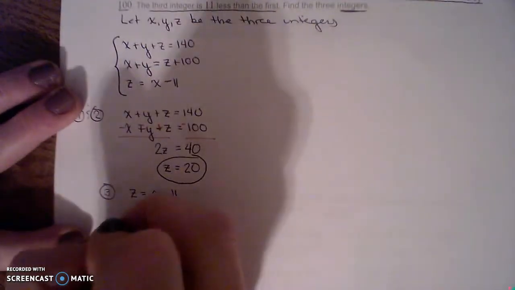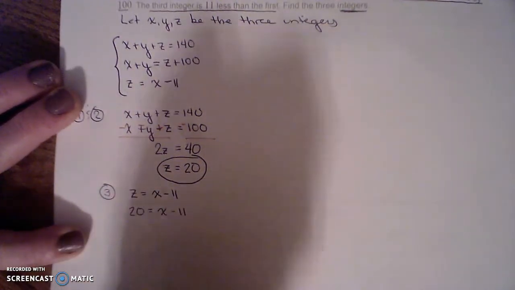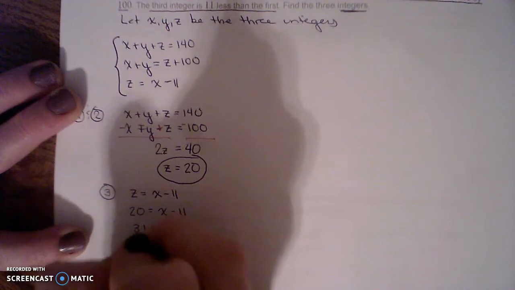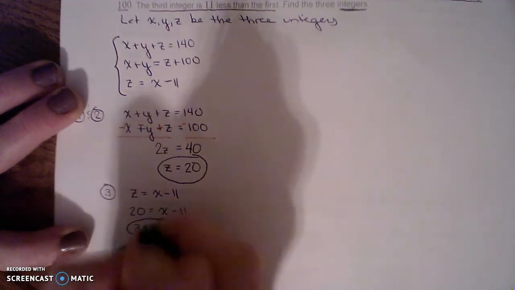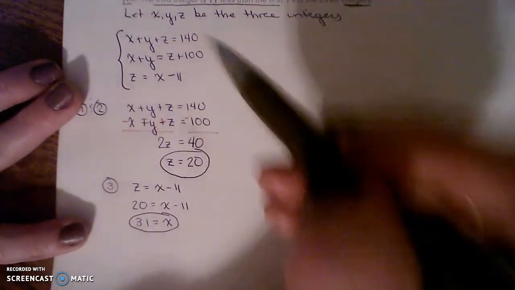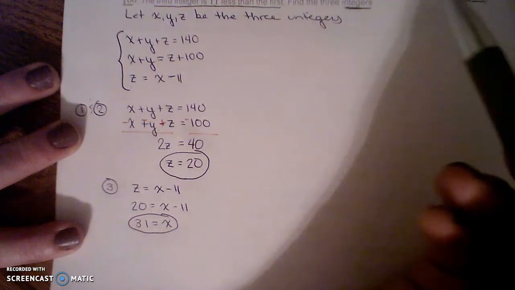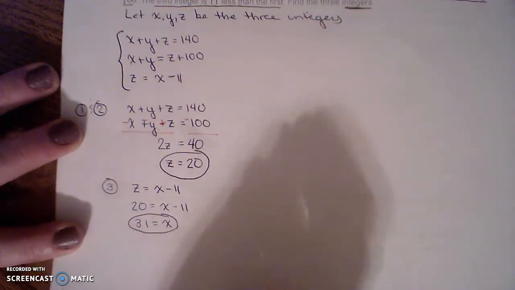I can plug 20 in for z. Add 11 to both sides. Now I know what x is. And at this point, I can use either equation 1 or equation 2 to solve for y, because I know what x and z are.